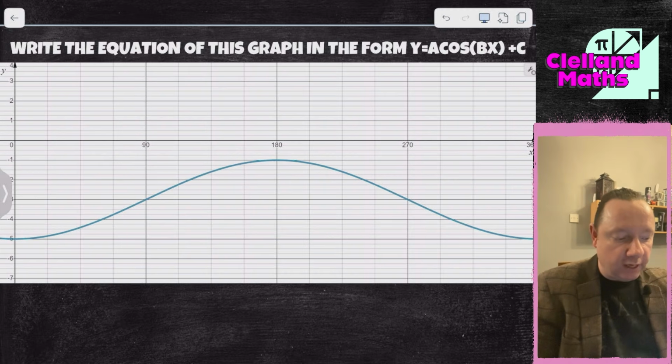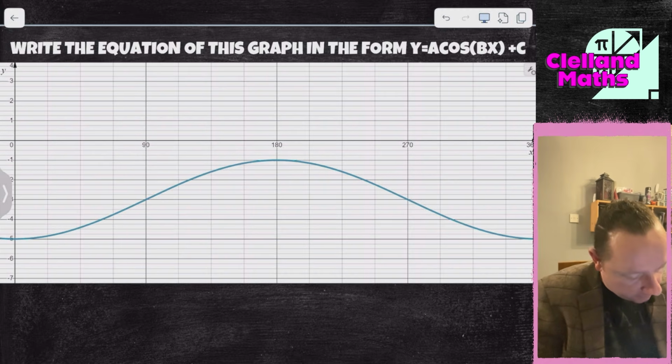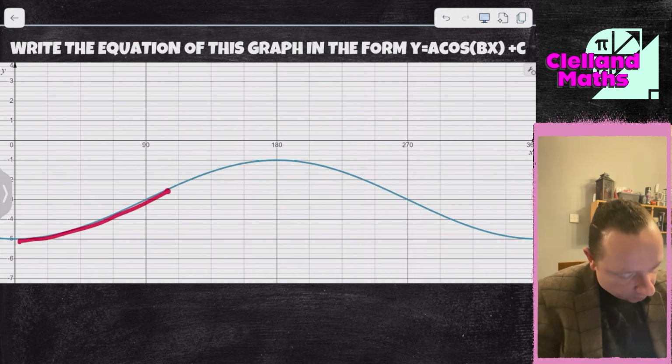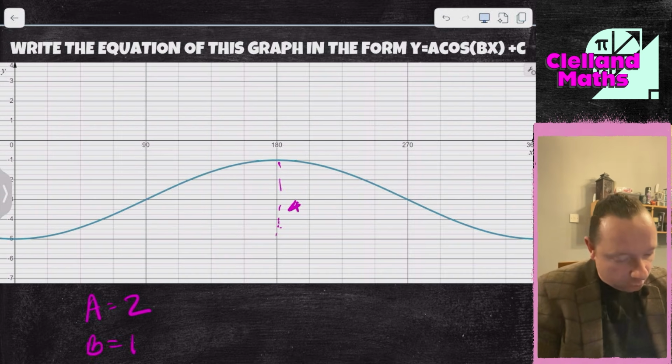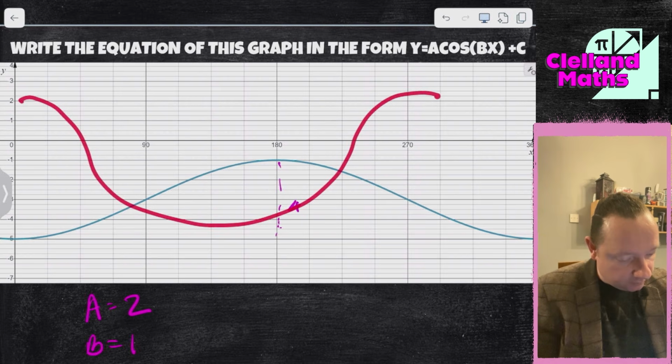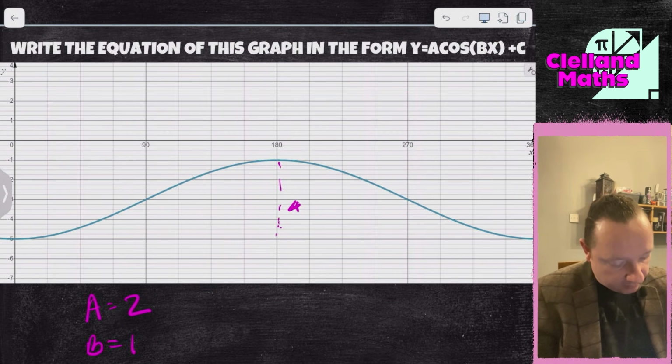Now this graph in the form y equals a cos bx plus c. So it's a cos one. So let's get our a first, our amplitude. Going up to here is a high point and there's a low point between -5 and -1. So there's 4 in between that distance. So our amplitude is half of that, so a is 2. How many graphs are up to 360? Well, just 1, so b is 1. A normal cos graph looks like that. This is flipped upside down, so a is -2.